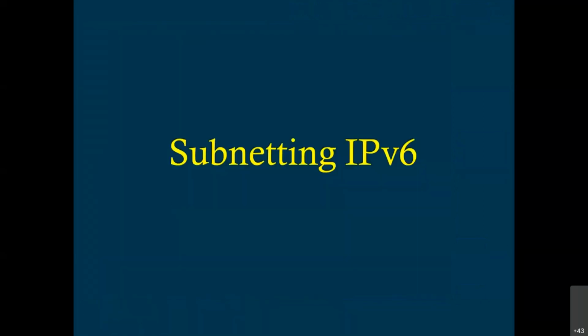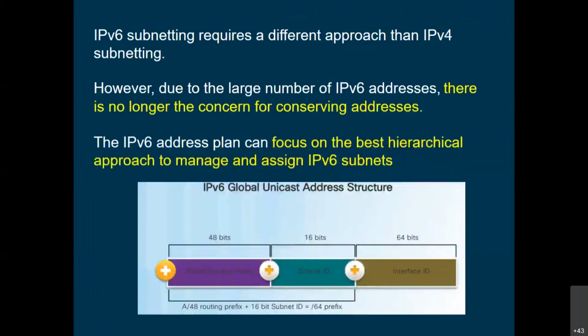Now we're going to look at how you subnet IPv6. Of course, IPv6 subnetting will require a different approach from IPv4. Why? Because one, it has a longer bit length for the address. Two, the interface ID, the host portion, you cannot touch it to subnet. So you have to take from the network portion.